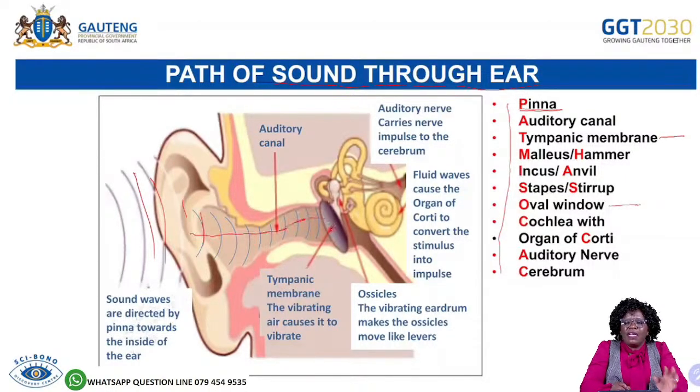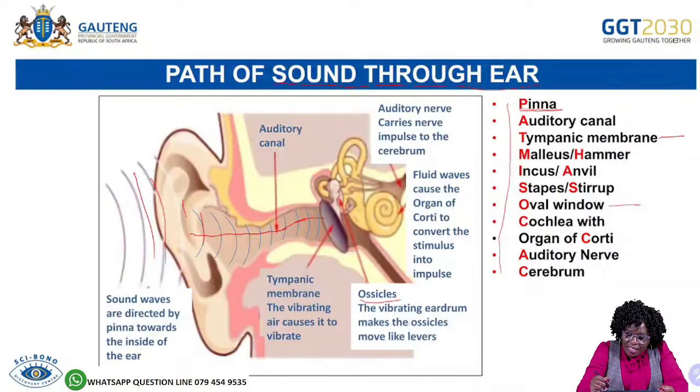Then the tympanic membrane, that's why they call it a drum. You know, a drum, it will vibrate. The moment the sound waves hit the tympanic membrane, it will start to vibrate. And once it starts to vibrate, what will happen? The vibrating eardrum, which is the tympanic membrane, makes the ossicles move like levers. In other words, we're talking about that small last lever there, which is attached to the oval window. The vibrations are making the lever move.